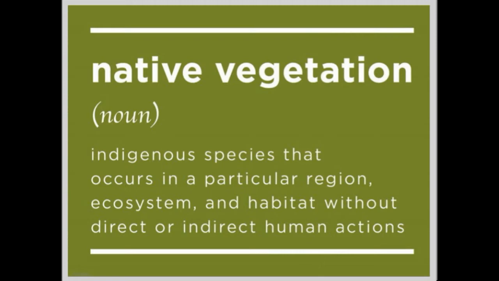Native vegetation is any indigenous species that occurs in a particular region, ecosystem, or habitat without direct or indirect human action. Native species have evolved to the geography, hydrology, and climate of that region.